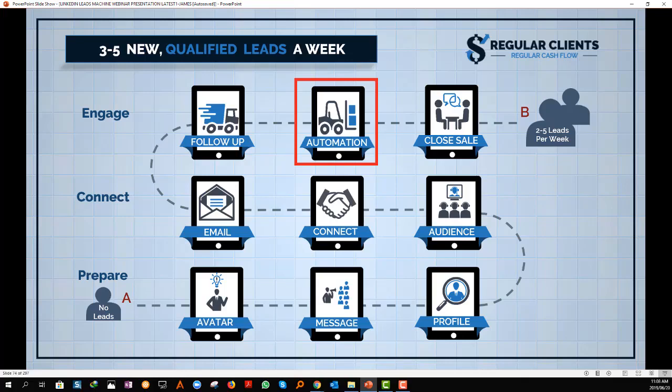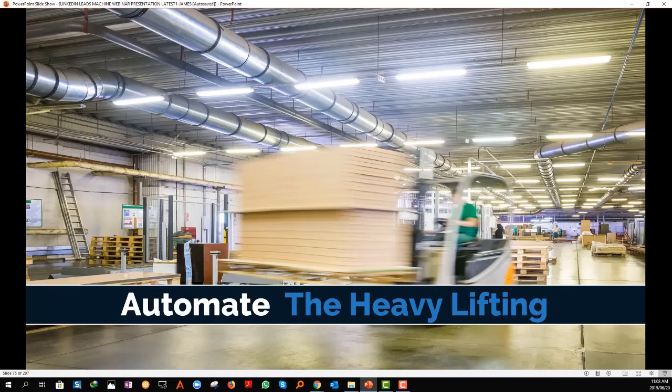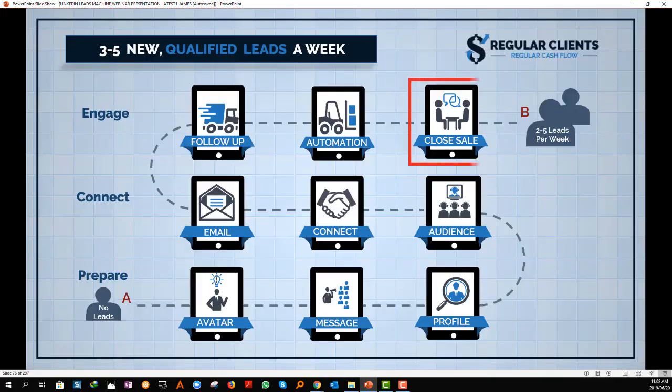There are tools out there that will allow you to automate both the LinkedIn piece and, of course, the email piece. So if you want to accelerate the pace of this, then you would use those automation tools. Automation automates the heavy lifting. And then, of course, the last piece there is just for you to go and close the sale.